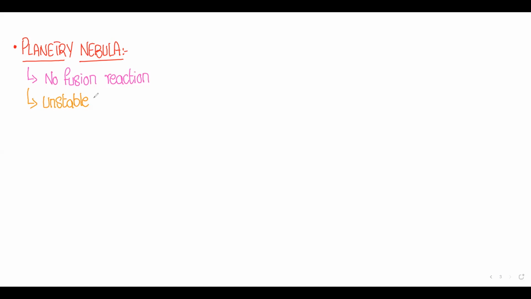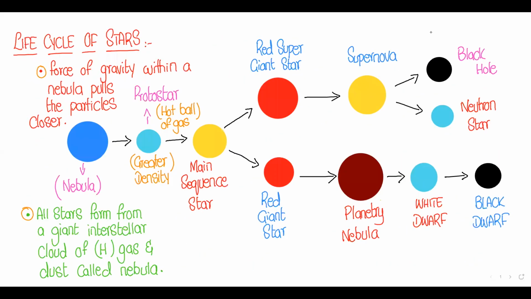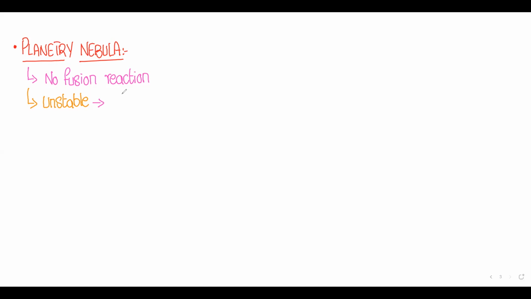Yes. And what will happen next due to this instability? It will start emitting the outer layer of gas and dust particles, because at the start we talked about the first stage, that is the nebula. A nebula is made up of dust and gas particles. So due to this instability, the outer layer starts ejecting from the surface, that is, dust and gas is going to be ejected from the outer layer, right?